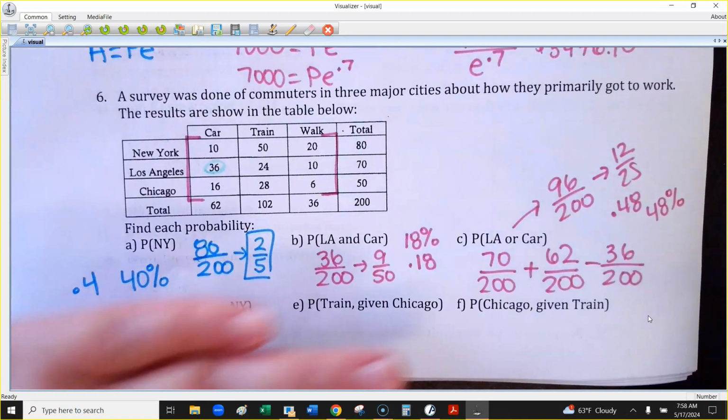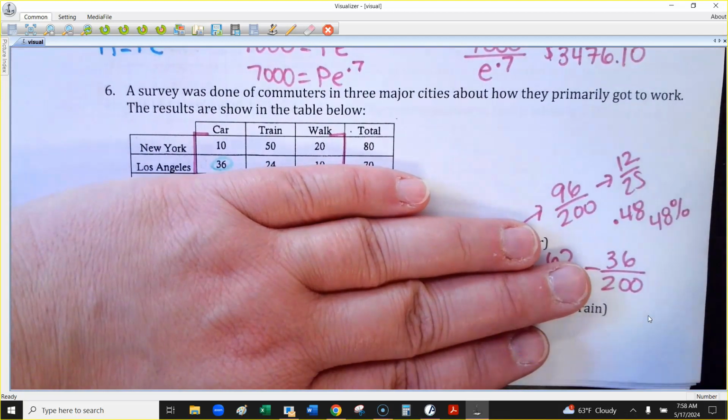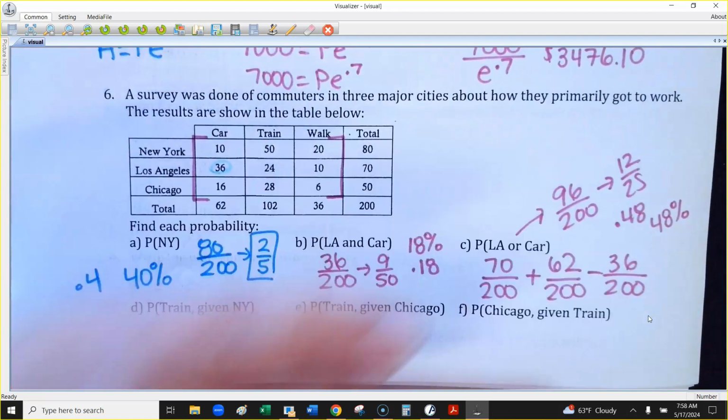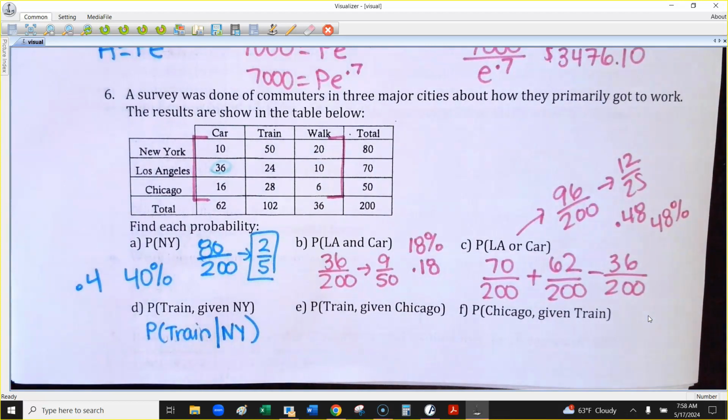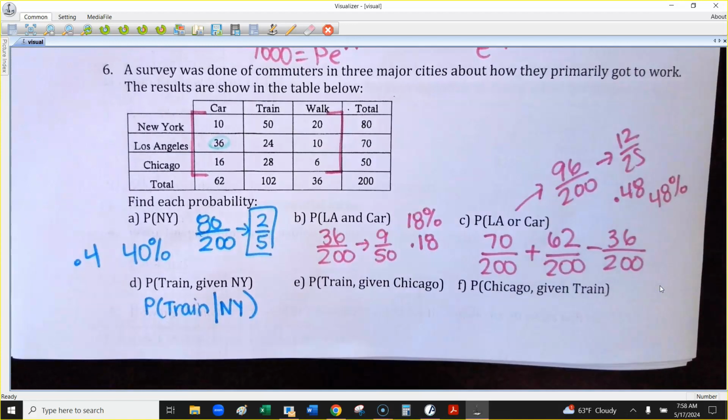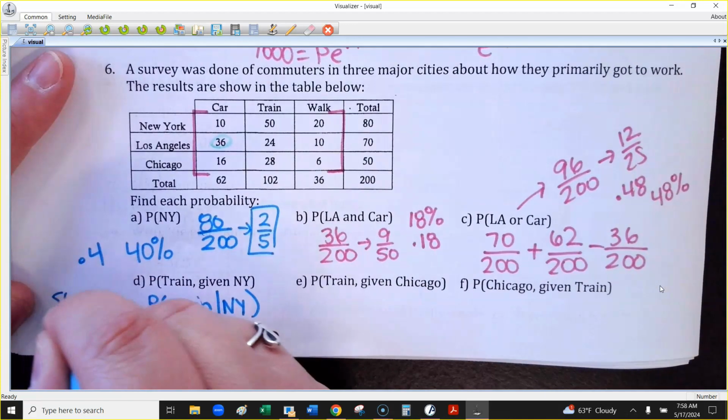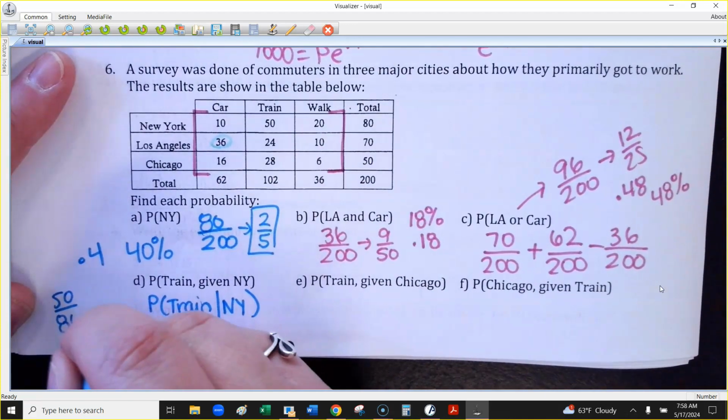So I would literally only look at that top row. Given that I picked the person from New York, what's the probability they ride a train to work? How would you set that one up? What do you think? 50 over 80, perfect. You just work with that column or that row. So this would be 5/8.